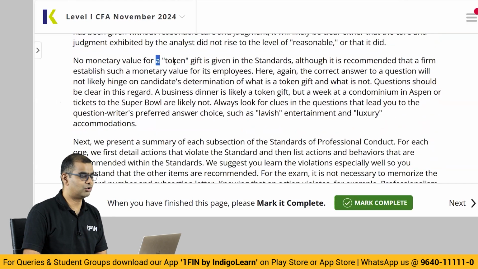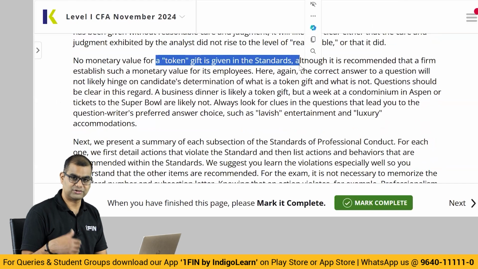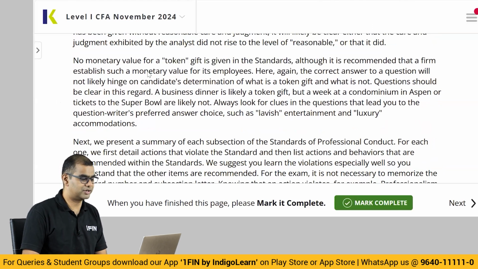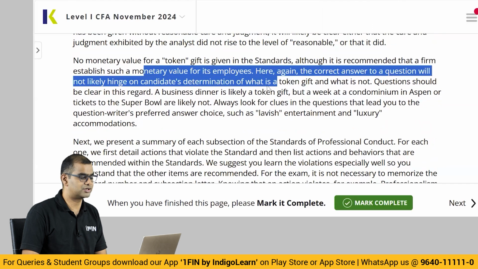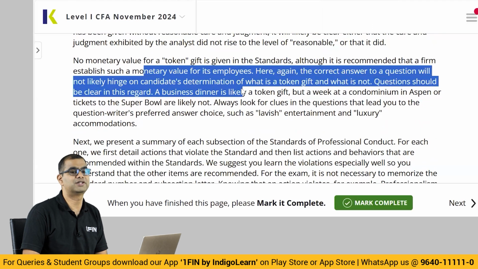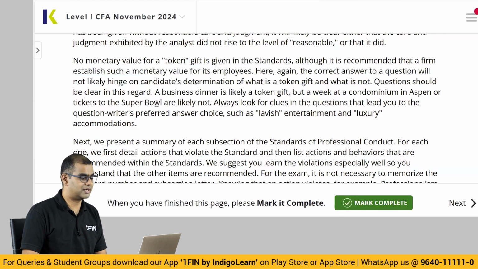No monetary value for a token gift is given in the standards. So, when you say token gift, it means something which is not so worthy. It is worth basically something not really meaningful from a monetary perspective. Although it is recommended that a firm establish a monetary value for employees, again the correct answer to a question will likely hinge on the candidate's determination of what is token. The question should be clear in this regard.